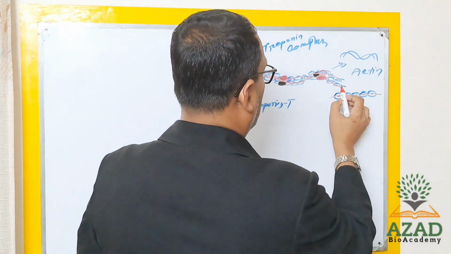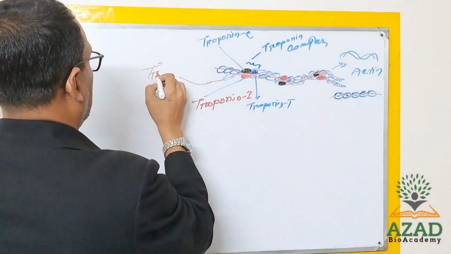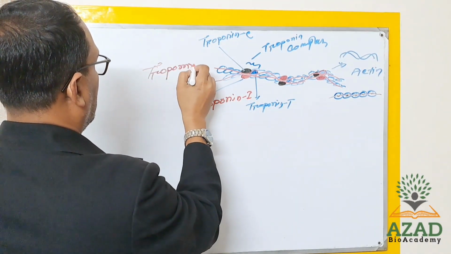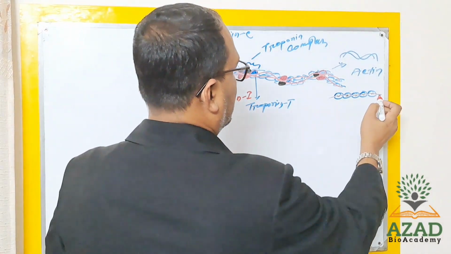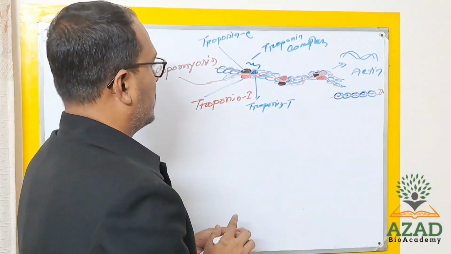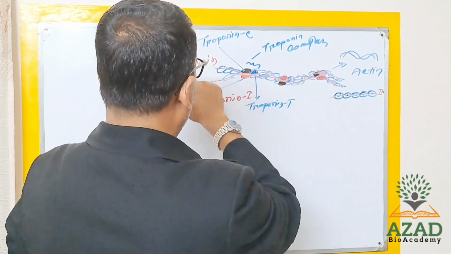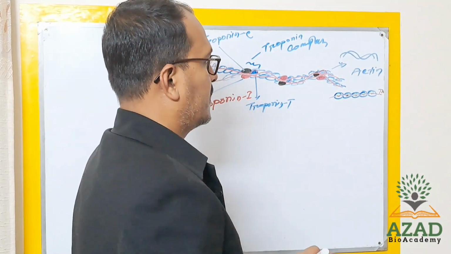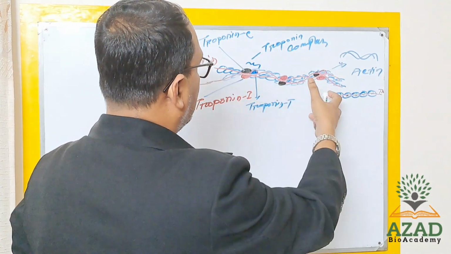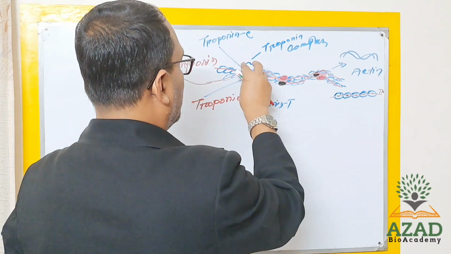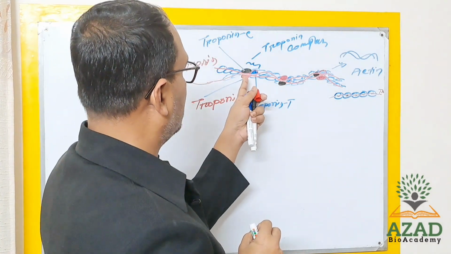This chain is called tropomyosin. Okay, so this is tropomyosin. That means actin filament is blocked by the tropomyosin, and it is completely positioned properly by the help of troponin complex. And here are 3 types of troponin.